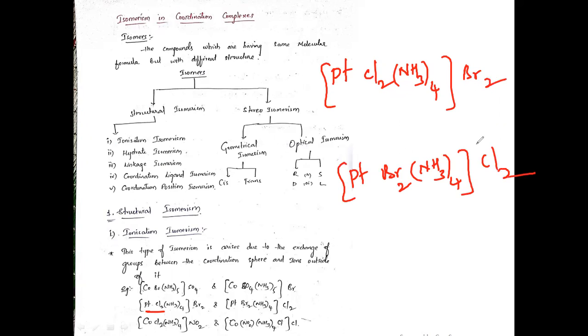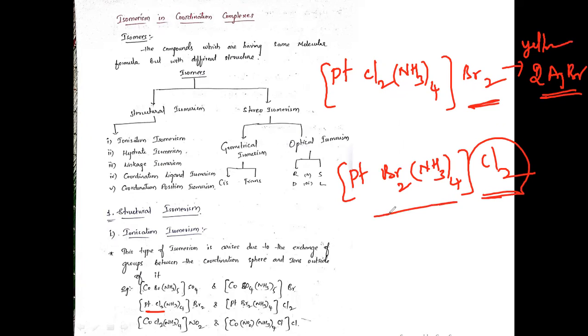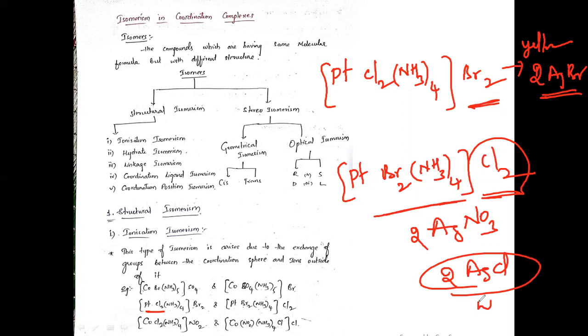So what is the difference between these two complexes? The bromine which is outside of the sphere, when it is reacting with AgNO3, can produce 2 moles of AgBr, which is a light yellow colored precipitate. But when the other complex reacts with AgNO3, it can produce 2 moles of AgCl, and the silver chloride is white in color. So the second complex will form white colored AgCl, but the first complex will produce AgBr, a light yellow precipitate.